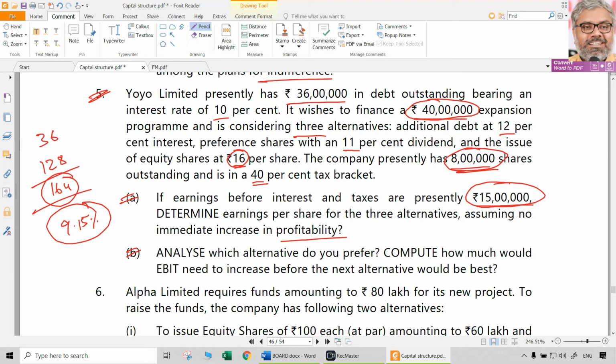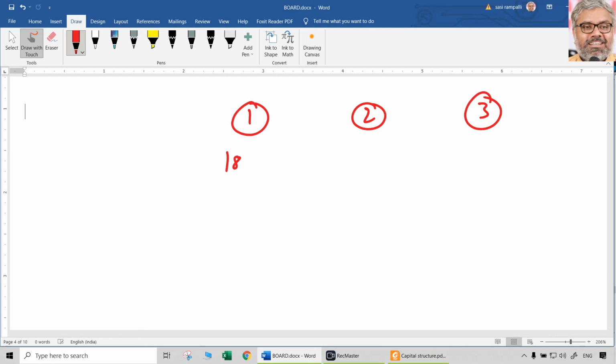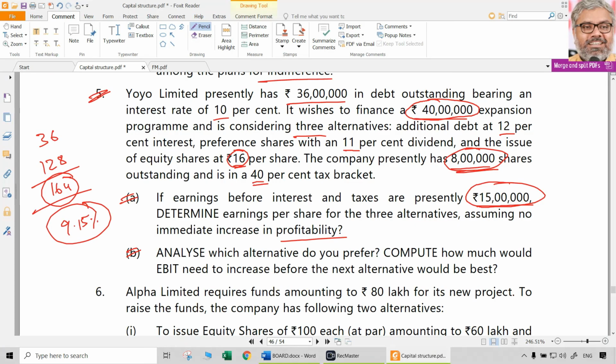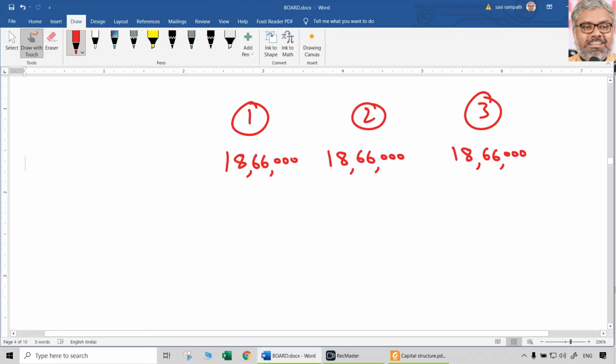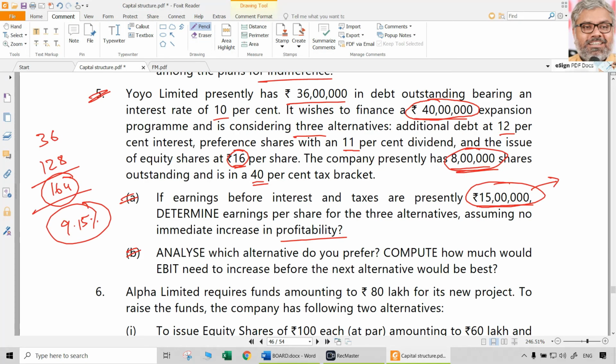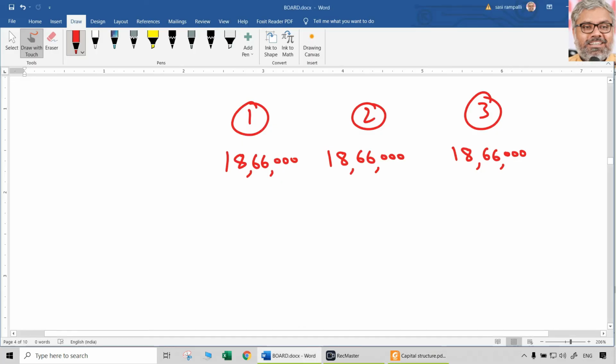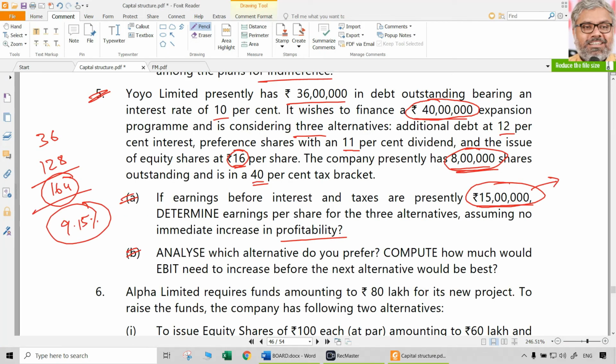So on 40 lakhs, if you take 9.15% rate of return, 3,66,000 extra will come. That means 18,66,000 will be approximately the EBIT after the financing plan and investment plan are implemented. 15 lakhs already there and 3,66,000 extra EBIT that comes from new investment. How did you know that? 9.15% of 40 lakhs, that is 3,66,000. So total 18,66,000 is the EBIT. Then deduct interest from that. Interest is there in the first option.